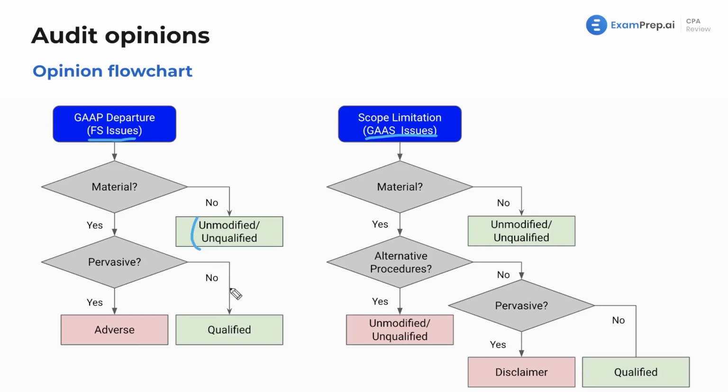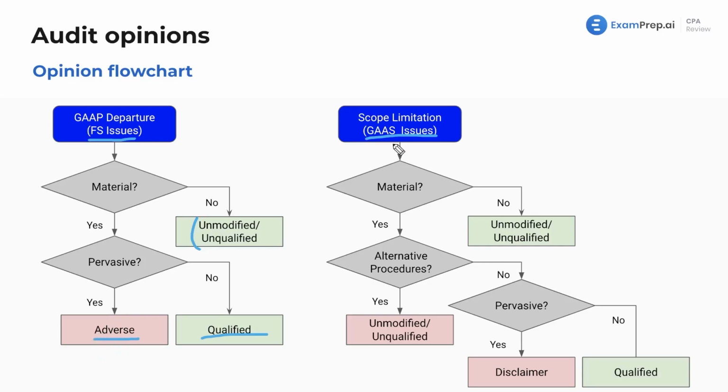Is it pervasive? If it's not pervasive, meaning it doesn't affect the financial statements as a whole, maybe it's just one material misstatement as a result of a disclosure. That disclosure does not affect the financial statements, the numbers as a whole. That would just be qualified. Whereas if it's pervasive, meaning let's say debt is completely misstated and as such it affects other statements, other accounts, other items on the financial statements, we would have an adverse opinion.